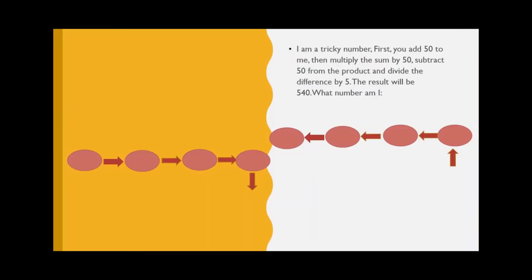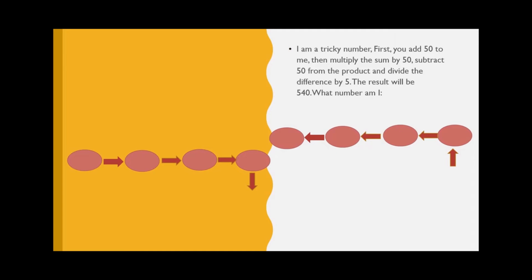Okay. Let's look at an example. I am a tricky number. First, you add 50 to me, then multiply the sum by 50. Subtract 50 from the product and divide the difference by 5. The result will be 540. What number am I?